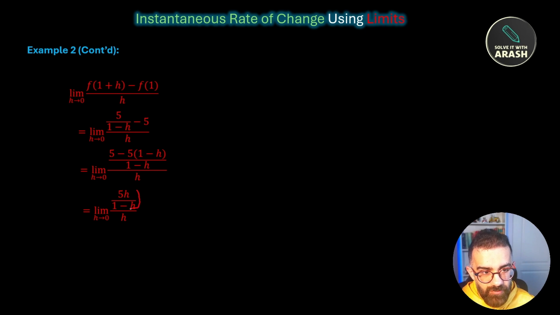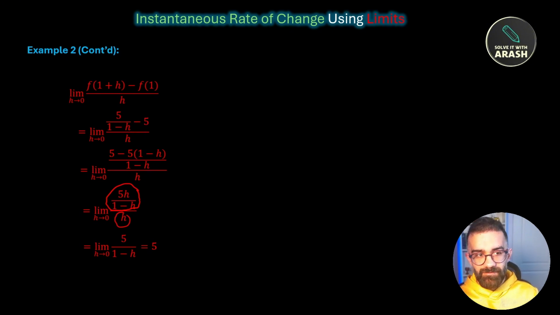Now this is the numerator and this is the denominator. Both of them have h, so you can cancel h and you will get the limit of 5 over 1 minus h as h approaches 0. This is the simplest form, and now I can replace h with 0. And that gives me the final answer of 5. Now, what is the meaning of having instantaneous rate of change equal to 5? This is basically the slope of the tangent line at the point 1 and 5.